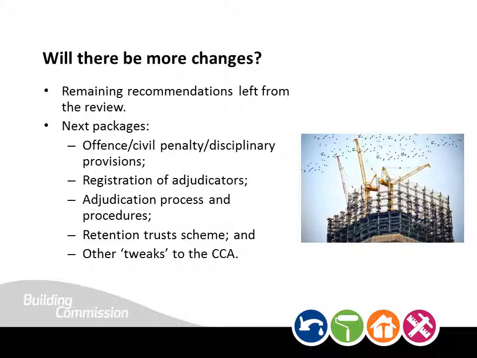That concludes the summary of the key changes to the CCA as a result of the Construction Contracts Amendment Act 2016 commencing operation. However, in 2017 and 2018, there is likely to be a second package of reforms to the CCA. This package of reforms will include the remaining recommendations from Professor Evans' review, as well as the other commitments of reform made by the state government in its statement on 12 August 2016.